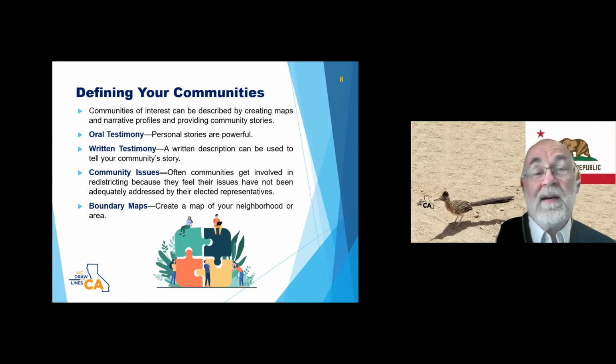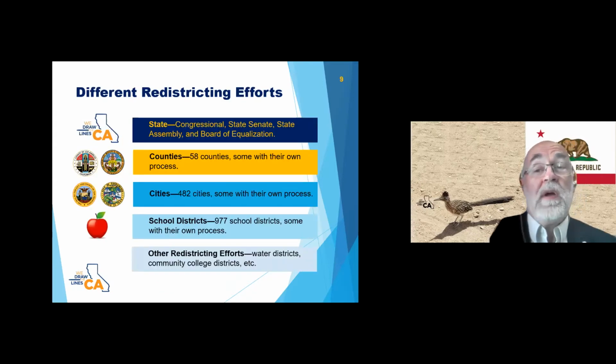And again, we like to have maps. We'll be looking at a lot of maps over the next few months, but please don't let that be a barrier to you. We also want people to be aware that there are different redistricting efforts going on. As I mentioned, we have 176 maps to draw as it is with U.S. House of Representatives, State Senate, State Assembly, and State Board of Equalization.